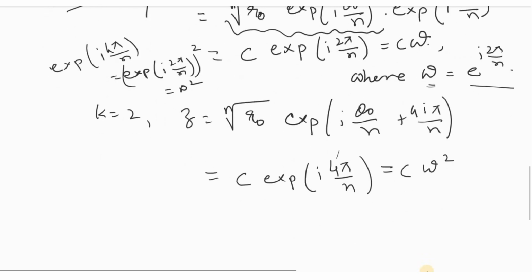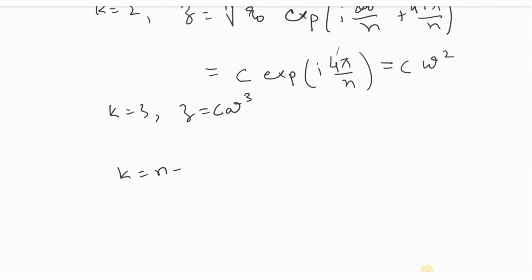And similarly, if you go further, k equal to 3, you will have z equal to c omega cube, and so on. For k equal to n minus 1, you will have the root c into omega power n minus 1. After that all the roots are repeated. That means if you take k equal to n, then z is nothing but c, and so on. So after n minus 1, all roots are repeated here.